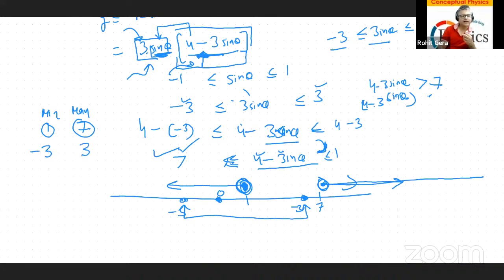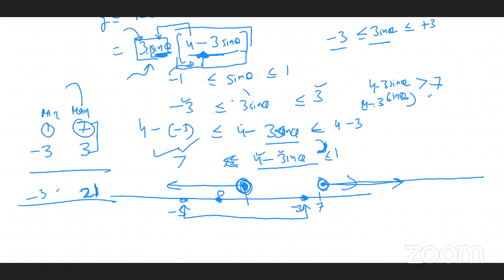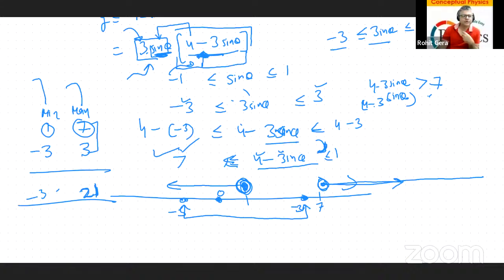तो अगर मैं प्रोडक्ट की बात करूं तो वैल्यू fluctuates between -3 to 21. This is the maximum value of 4 minus 3 sine theta, 7. तो दो मैक्सिमा को मल्टीप्लाई कर लिया, फंक्शन 21 तक जा सकता है, मतलब प्रोडक्ट. Correct. और यहाँ पे it can become -3. So इसकी जो रेंज वैल्यू है, this will be from -3 to 21.